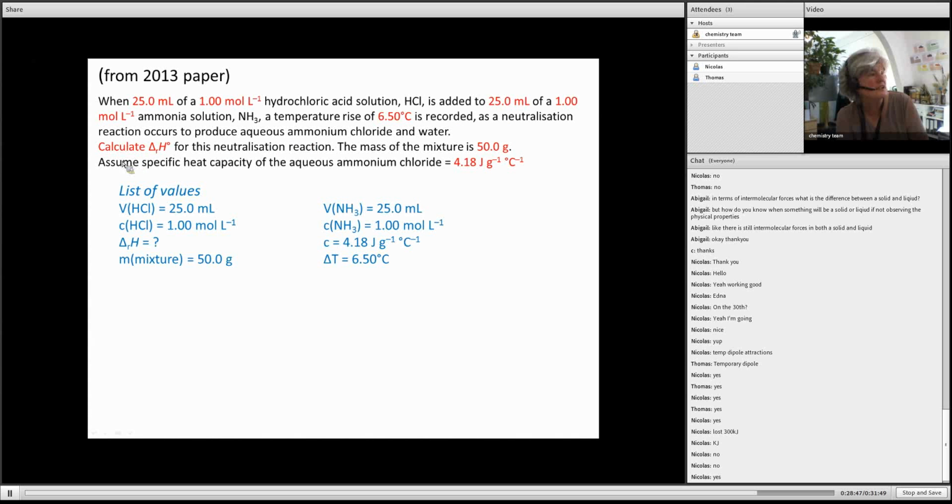I've said assume the heat capacity of the aqueous ammonium chloride is that. So we're assuming, I hope you know, 1 milliliter of water is 1 gram. So we're assuming that everything is behaving like water. Although they're solutions, it's going to be grams, 50 grams. So I have given you the mass of the mixture. This one has been kind and they've given you the mass of the mixture.